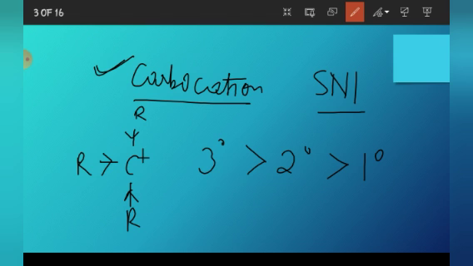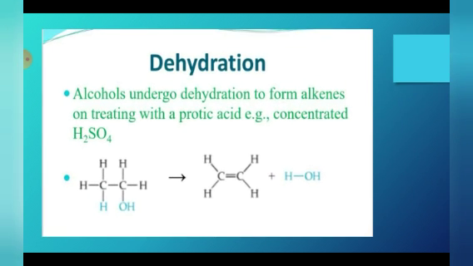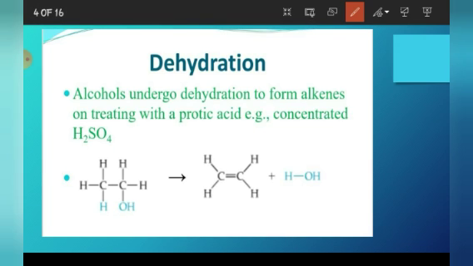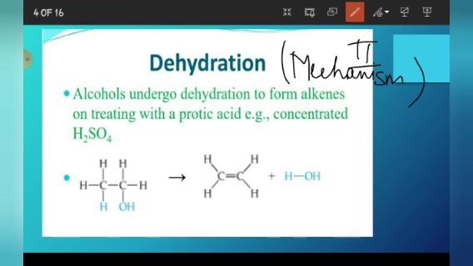Now let us see our next reaction, which is dehydration reaction. Before starting the reaction, I will tell you that there is a mechanism in this reaction. And if we talk about the chapter, this is our second mechanism. First mechanism we have already discussed. So any of the mechanisms can come in your board exam.